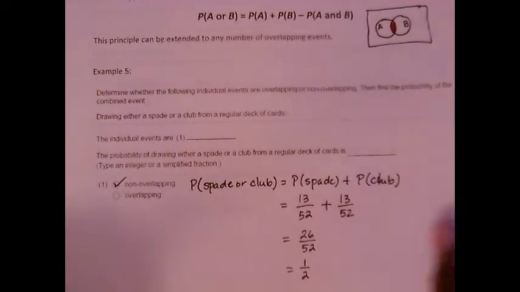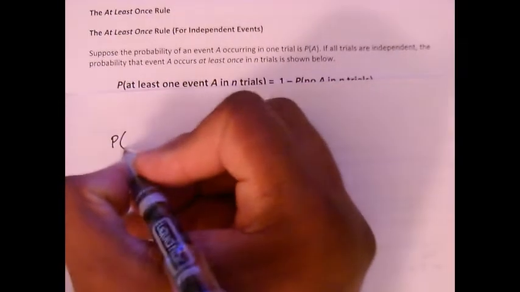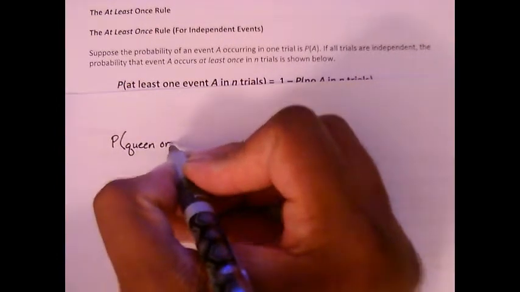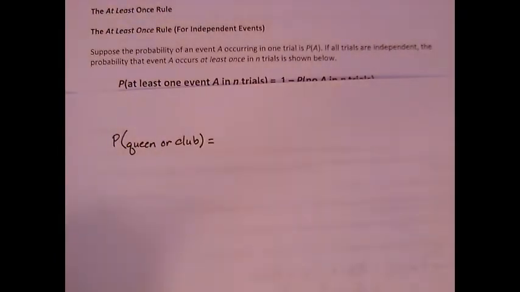Now, let me do the one that was overlapping. Let's say we have the probability of getting a queen or a club. This would be considered an overlapping event because if you look at it, there are 13 queens in the deck of 52 cards. But the clubs also has 13 clubs in a deck of 52 cards. However, there's an overlap. We do have a queen of clubs.